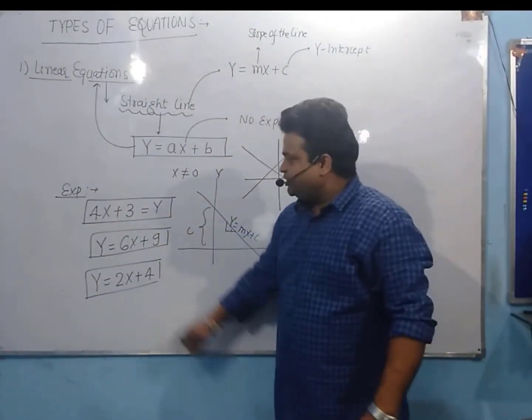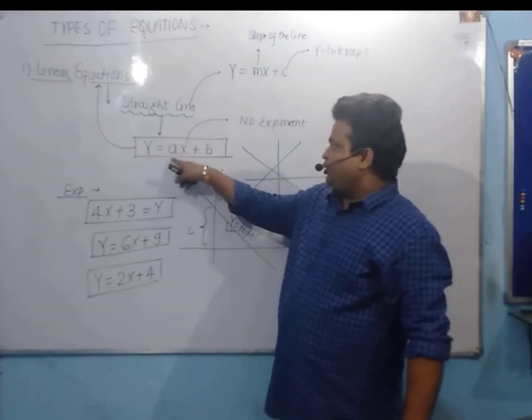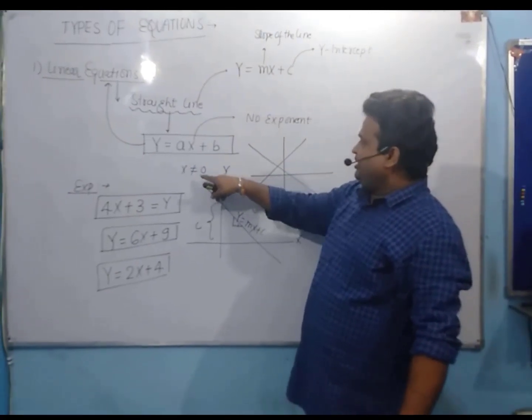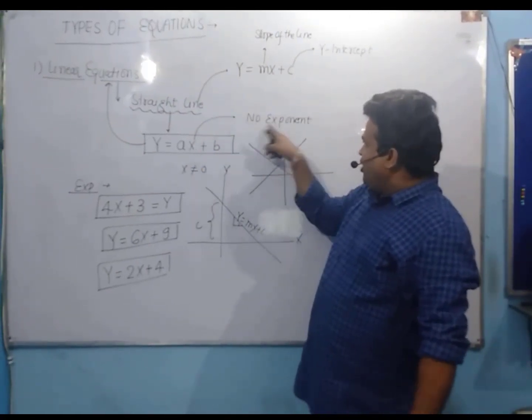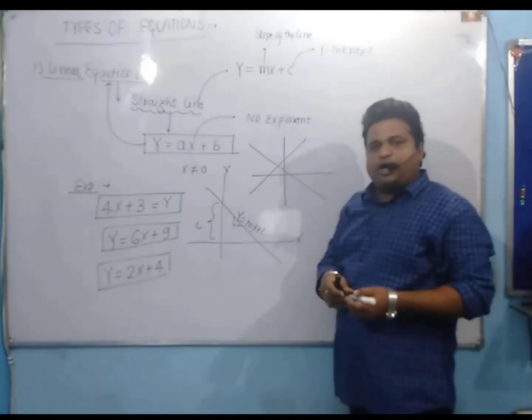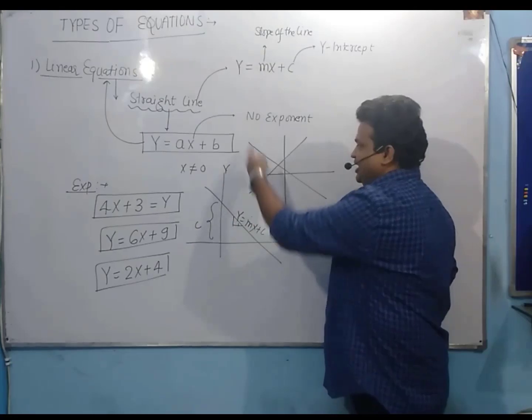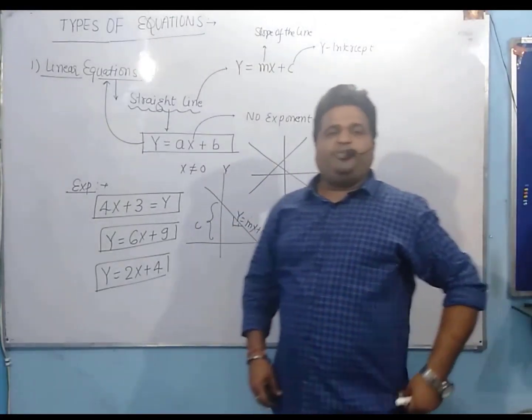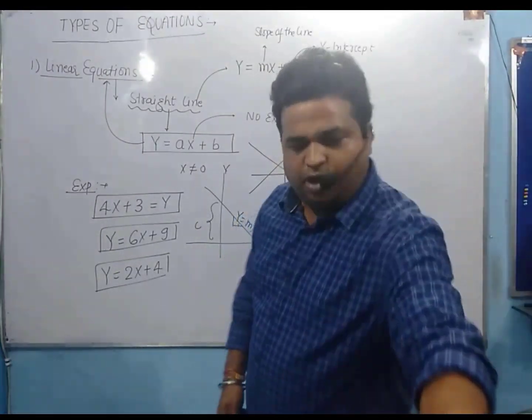So there are so many linear equations. The basic idea is y equal to ax plus b, where x has no exponent and x cannot be equal to 0. And when you plot it into a graph, you will get a straight line. This is the basics of linear equation. Now move further.